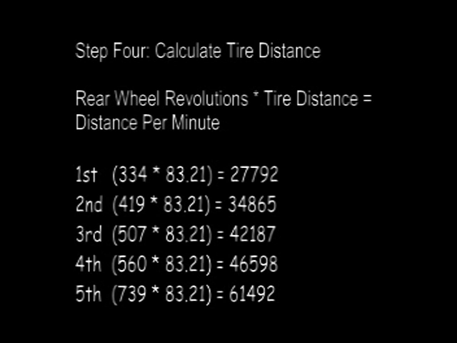So now we can calculate how fast you move per minute. We can do this by taking the rear wheel revolutions that we've calculated for first through fifth, multiplying by the tire distance, which is 83 inches. First gear moves 27.8 thousand inches per minute, and fifth gear moves 61.5 thousand inches per minute.